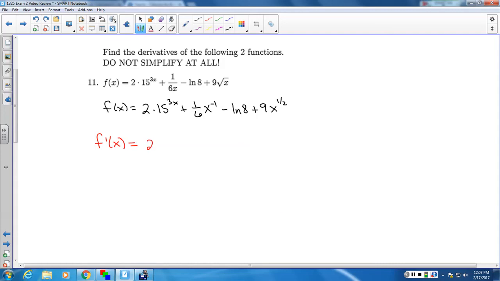For the first one, the 2 just stays there. The derivative of 15 to the junk is 15 to the junk times the natural log of 15 times the derivative of the junk. Now I'm on this one. Negative 1 times 1/6 is negative 1/6 x to the negative 2. Derivative of natural log of 8 is just 0. There's no x involved. And half times 9 would be 9/2 x to the negative half.